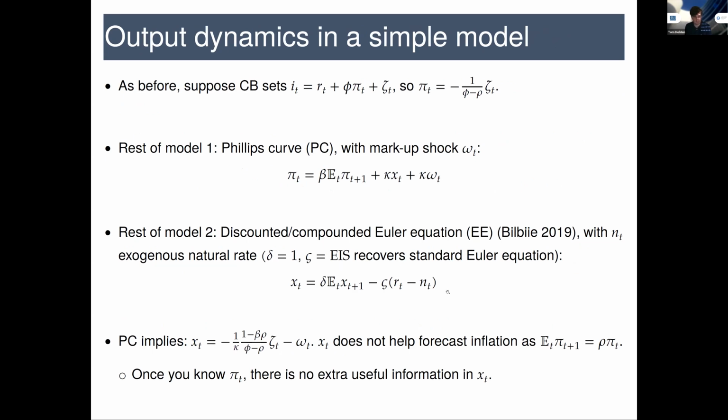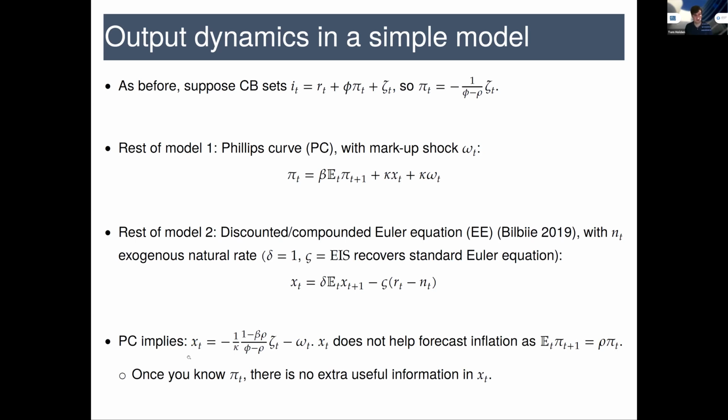So I guess we're interested in knowing what the consequences for real rates and the output gap would be if the central bank followed a rule like this. Let's suppose the central bank is using a rule of the same type as before, so inflation is just as before. Now we've got a process for inflation in terms of a monetary policy shock. We can plug that into an entirely standard Phillips curve, and that's going to determine the output gap as a function of the monetary policy shock and the markup shock.